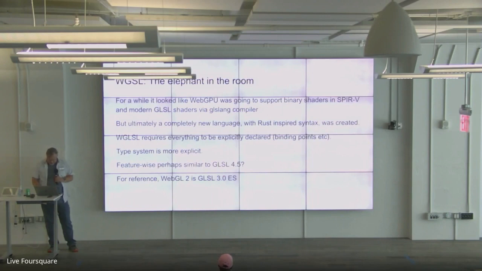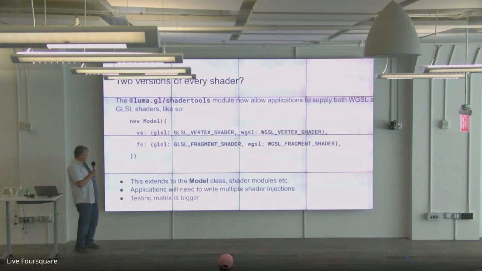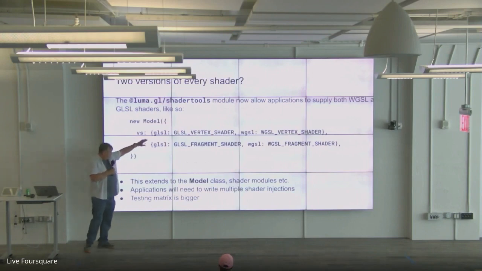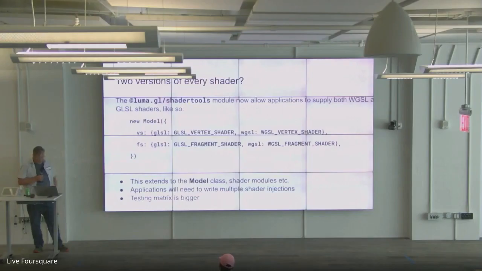The exact binding points and so on. So for the initial version, we're going to have to support two versions of each shader. So we've extended the model interface in a couple of places, the shader assembler and so on. Now, wherever you specify the source code for the vertex shader and the fragment shader, you can provide an object with GLSL and WGSL fields, and so you can provide duplicated shaders.